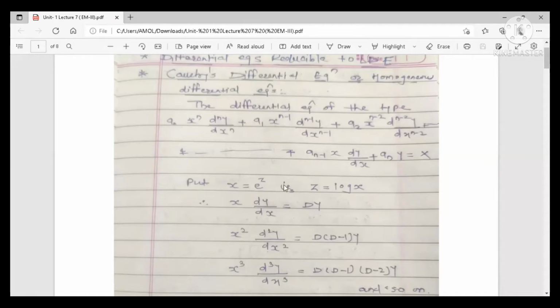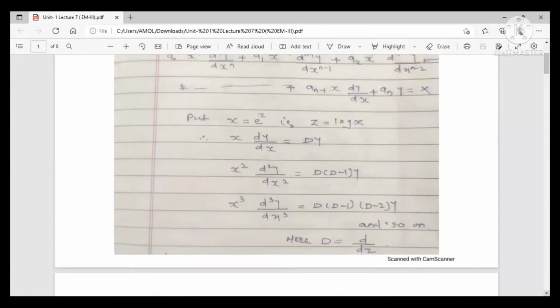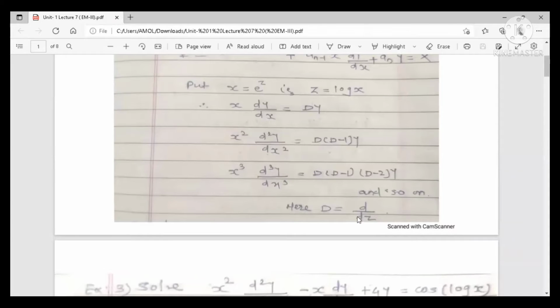x is equal to e raised to z. That means z is equal to log of x, because if we shift this exponential function to the LHS, then you will get a log function. z is equal to log of x. If x is equal to e raised to z, then the substitution for x into dy by dx is equal to D into y. This capital D is nothing but the d by dz derivative, the derivative with respect to z, because we are replacing the variable x by e raised to z.